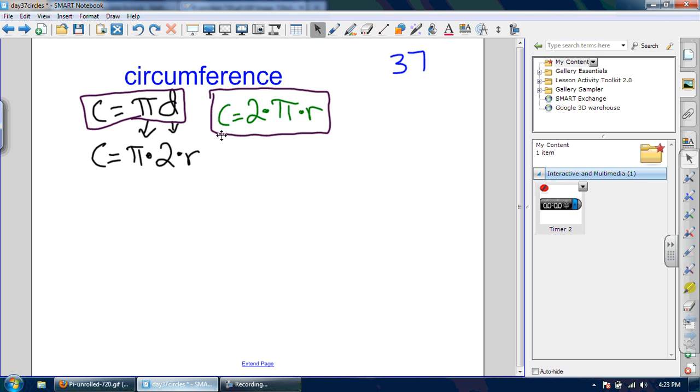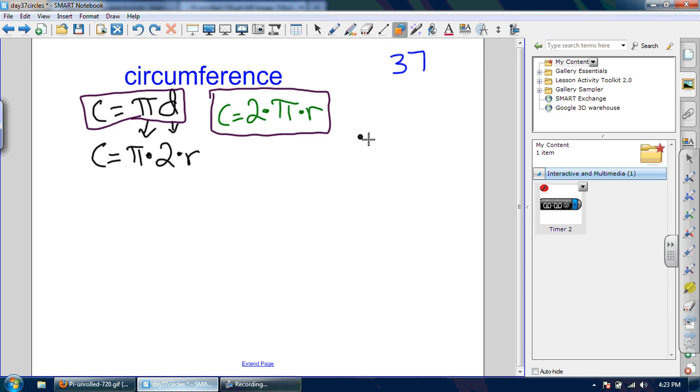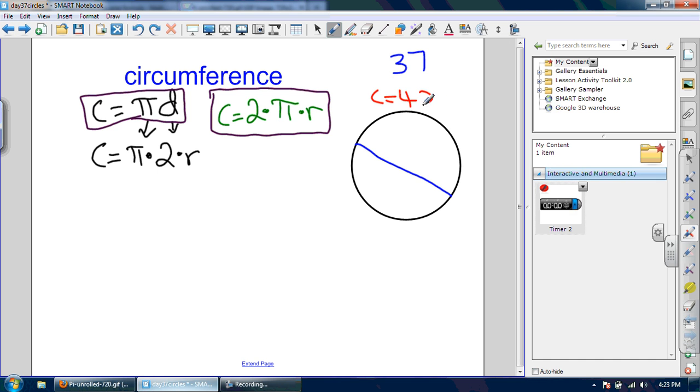Before we do that, though, actually, let's draw ourselves a circle here. So here's a circle. And let's say that it has a diameter of, or you know what, we don't know the diameter. Let's say the circumference of this is 42. So 42 is our circumference, and we want to find the diameter. So how could we go about doing that?